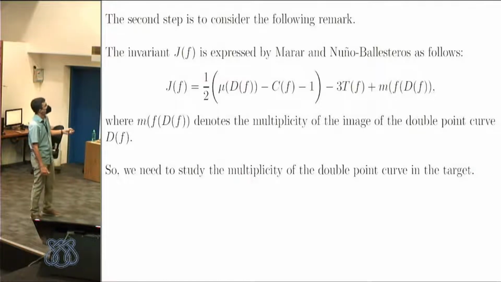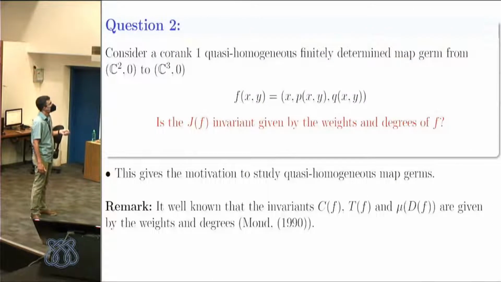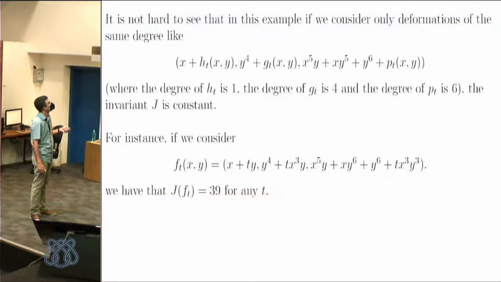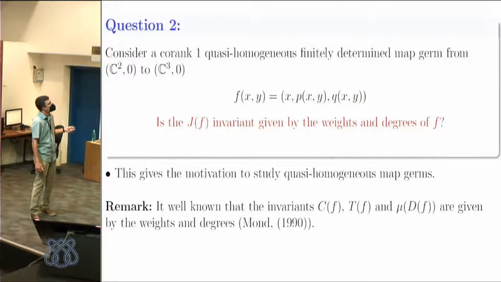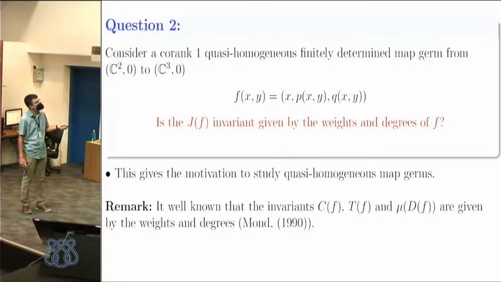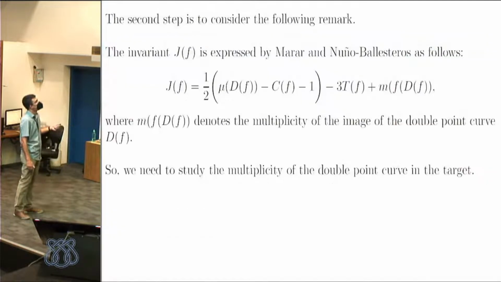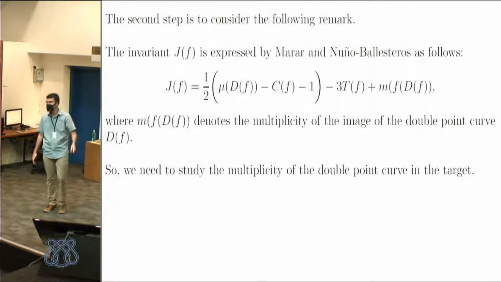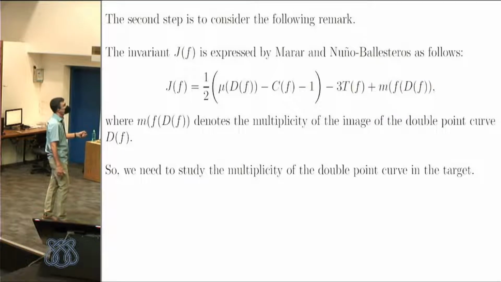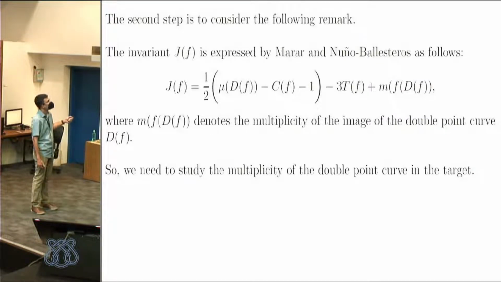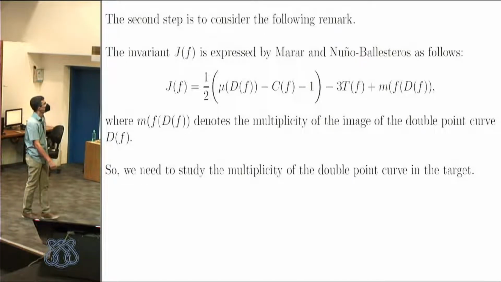Okay, so remember that we saw something about this. Where is the remark? Okay, here: C, T, and the mu number of the F are given by the weights and degrees. It's a result of Mond. So here we have a formula in terms of weights and degrees of F. Here we have a formula, and here we have a formula. So we need to study this to solve the question. So we need to give a characterization of the multiplicity of the image of the double point curve in terms of the weights and degrees of F. So this is the way to prove this theorem.